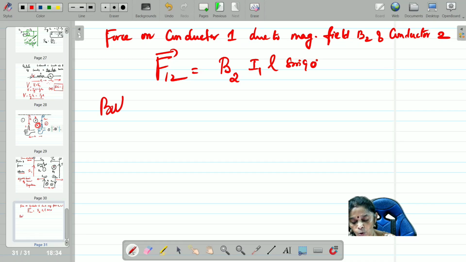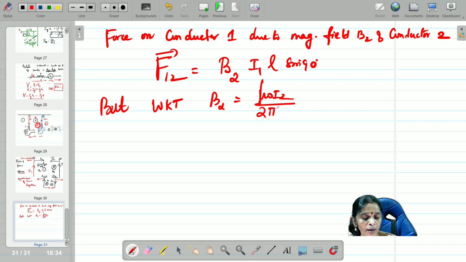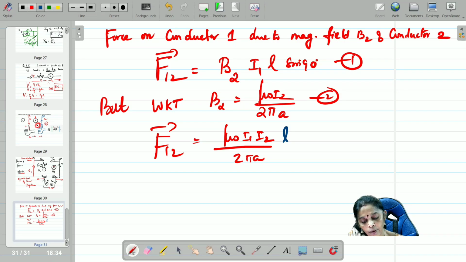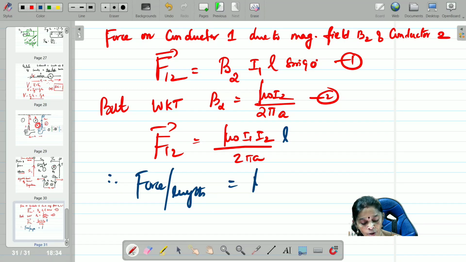But we know that already we learned, due to infinitely long wire, that formula you have to apply, mu naught I2 divided by 2 pi A, where A is the distance between the two wires. Substitute 2 in 1. So F12 is equal to mu naught I1 I2 divided by 2 pi A into L. Therefore, force per unit length is equal to mu naught I1 I2 divided by 2 pi A.